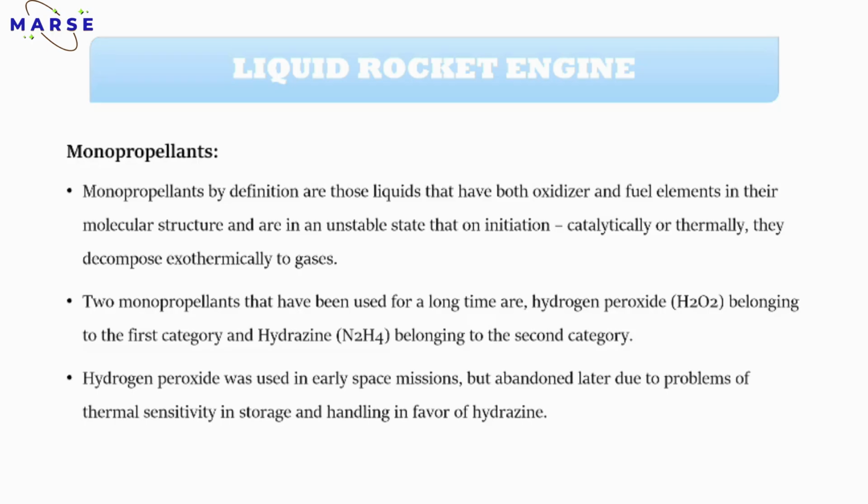Got it? But hydrogen peroxide also has some advantages, like it won't release any toxic gases, so it's known as a green propellant. Okay, hydrogen peroxide is known as a green propellant because it won't release any toxic gases.